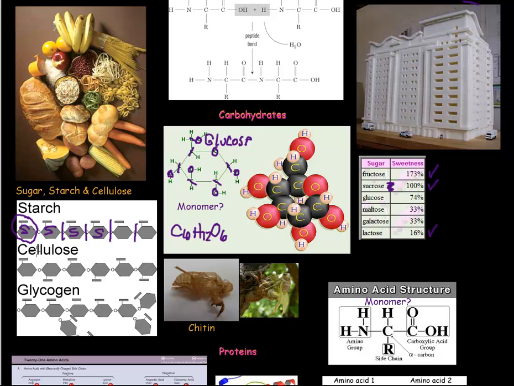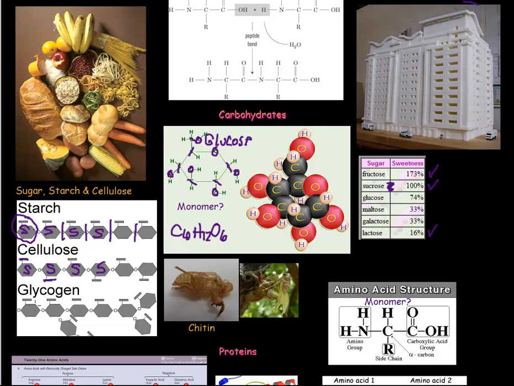Cellulose is the same thing, but can you see the difference between starch and cellulose? Here's the sugar. And here's the sugar. And there's the sugar. And I guess I should draw it like this, because these guys are upside down. So there's the top, there's the top. Notice that they're mirror images of each other, and they're bonded right next to each other. Because of that, this is a little harder for our bodies to digest.